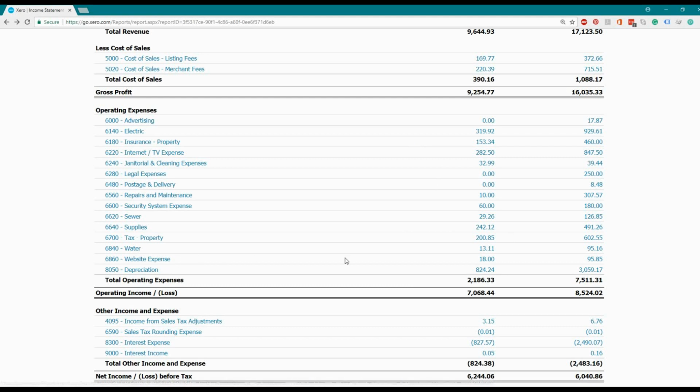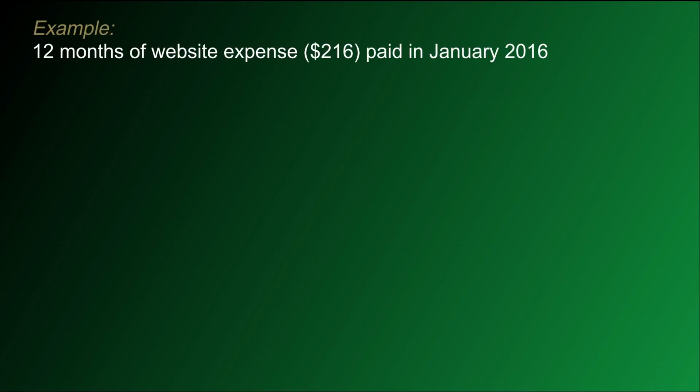And we have the water bill, the website expense. That's another one that was accrued. It was cheaper for this owner to pay for a whole year of a website service all at once rather than pay monthly, and so that's what he did. In January, he paid $216, and that covered the whole year of 2016.